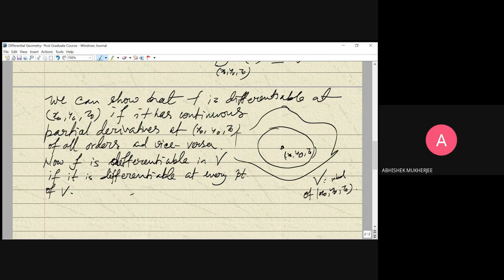Okay. And you can easily extend these definitions of partial derivatives and differentiability, using the definition that I have defined earlier on Rn. You can extend this definition of partial derivatives to any map F on an open set V subset of Rn to R.